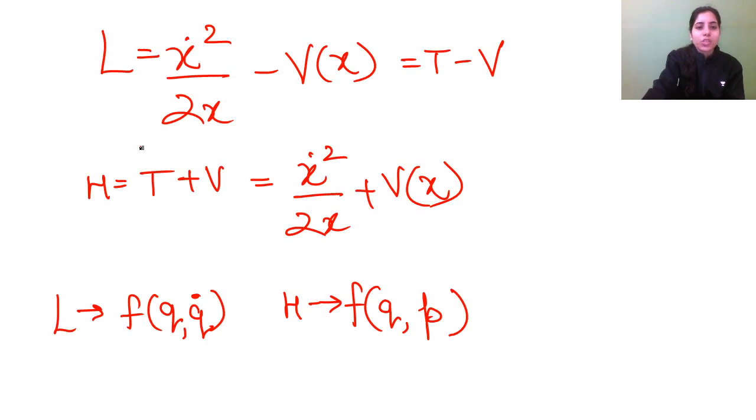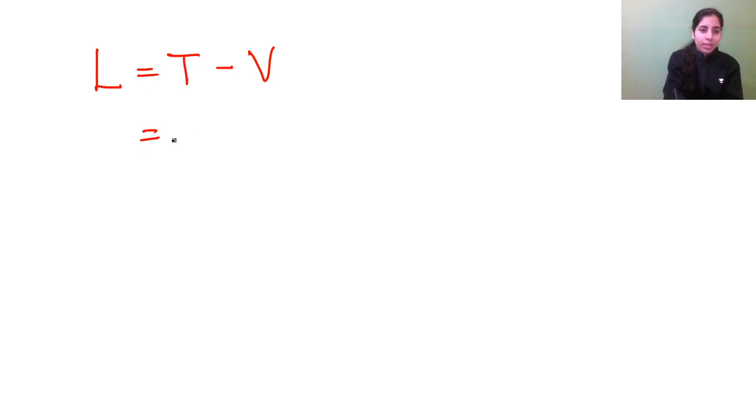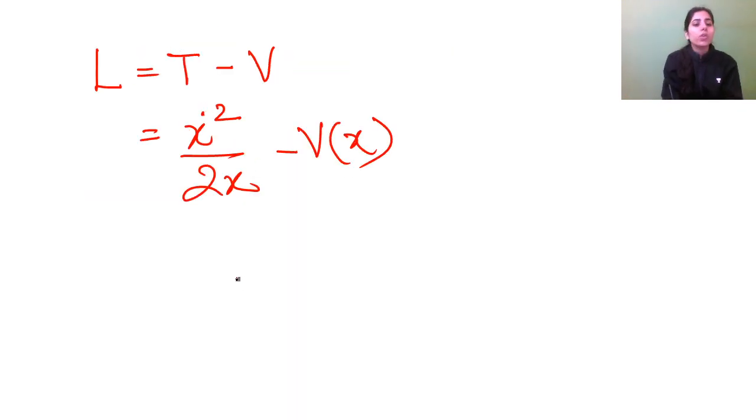So in this expression which is given to you, that is x dot square upon 2x minus V(x), are you able to understand what the kinetic energy term is? I think yes, it's simple and easy in this expression: x dot square upon 2x is the kinetic energy. Done. And in this case, guys, what is our trick?